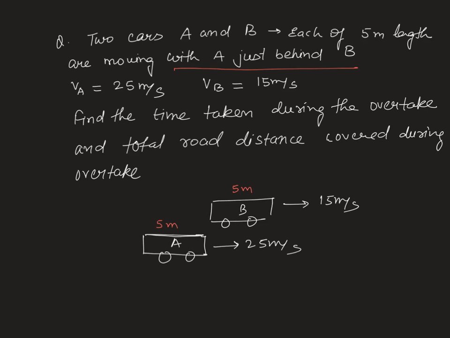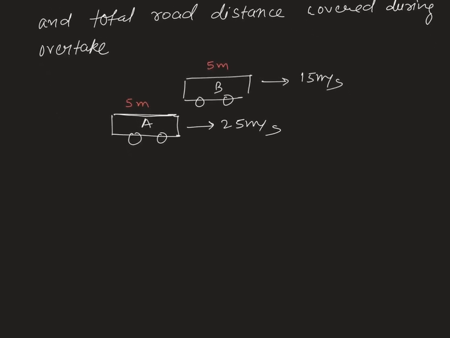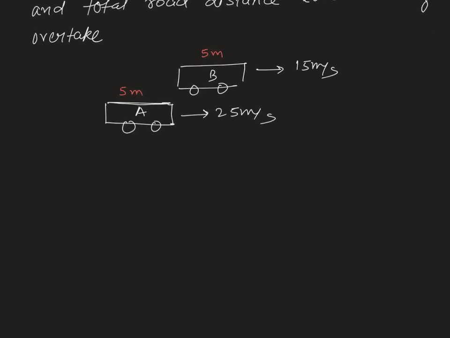So when we are discussing the overtake, you can see the diagram. First you need to see the question properly. B is moving with 15, A is moving with 25, A is just behind B. Both A and B have equal lengths, 5 meters, and now the overtake starts. Now how much time will be required for the overtake? So for the overtake, we do a very simple thing.